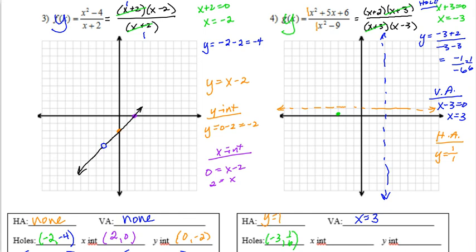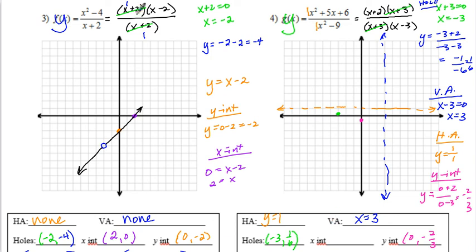Our y-intercept can be found, let me switch colors here, when x is 0. So let's see, our remaining equation here is x plus 2 over x minus 3. So 0 plus 2 over 0 minus 3, which is basically -2 over 3. So I have a y-intercept of (0, -2/3). Let's do our best here. 0 and -2/3, let's call it somewhere around there.